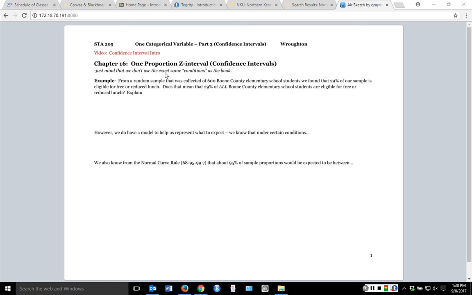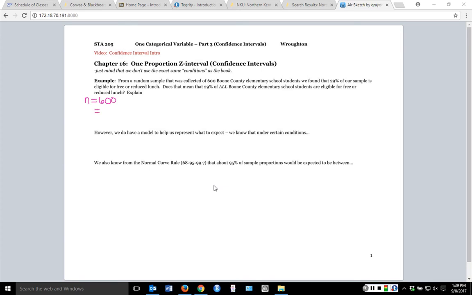So to understand why we would want to do something called a confidence interval, let's start by looking at this example. We saw from a random sample of 600 Boone County elementary school students that 29% of them were eligible for free or reduced lunch. The question we're asking is, does that mean that 29% of all Boone County elementary school students are eligible for free or reduced lunch? The first thing to focus on are the numbers that we are given and what they actually represent. This 600 given to us was our sample size.